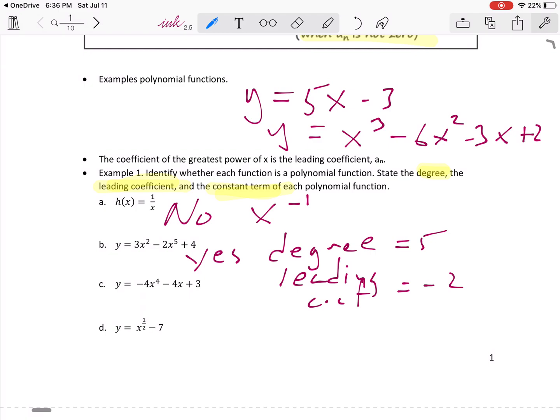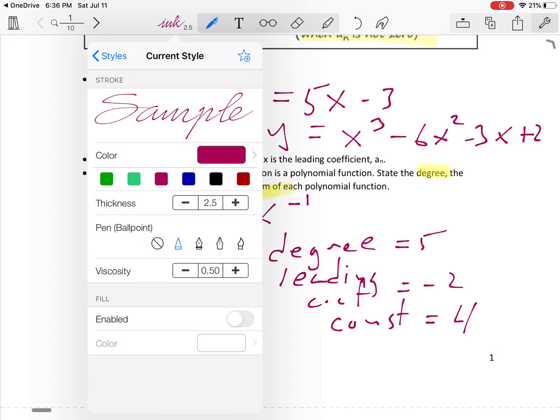Okay, and then the constant term is a term that's not attached to a variable, so it's simply by itself. So meaning if x were to be 0, this would be what's left over. So your constant term here is going to be equal to 4. Okay, let's do the next one here.